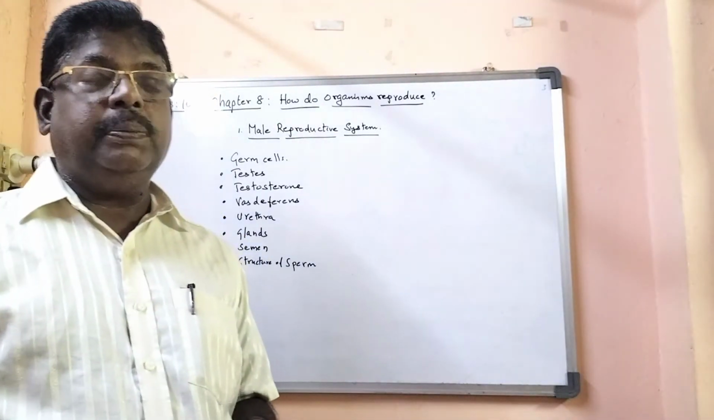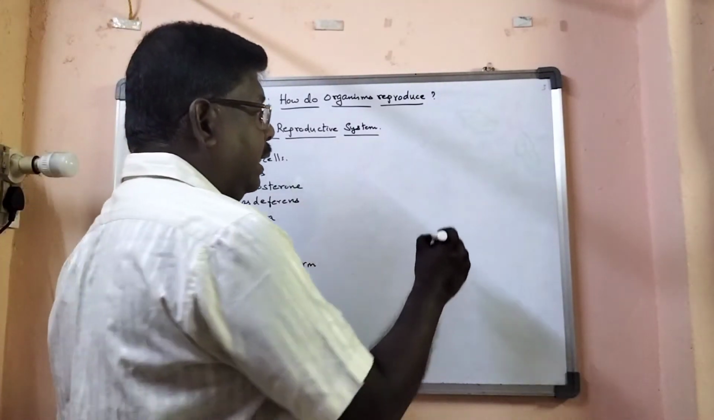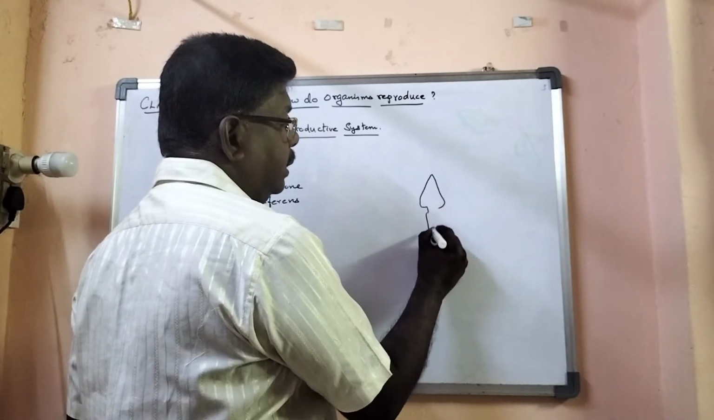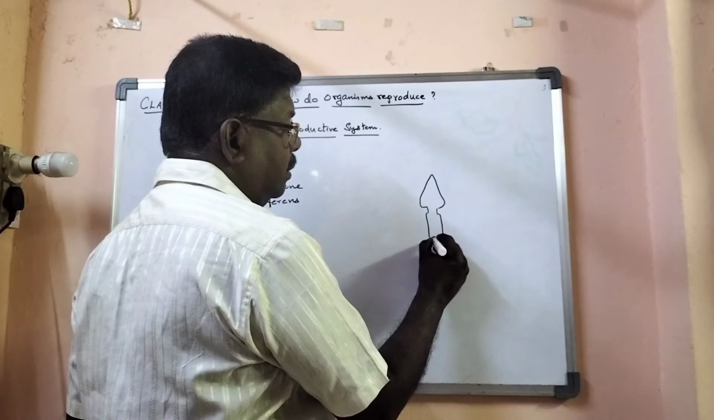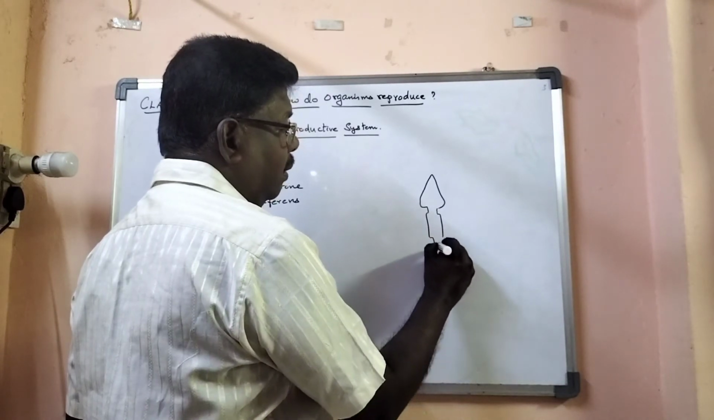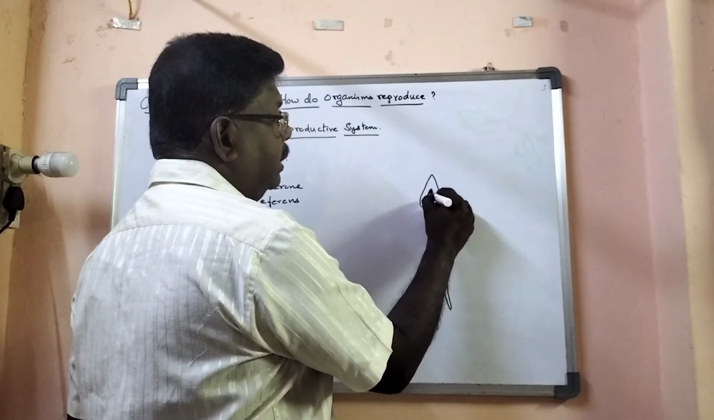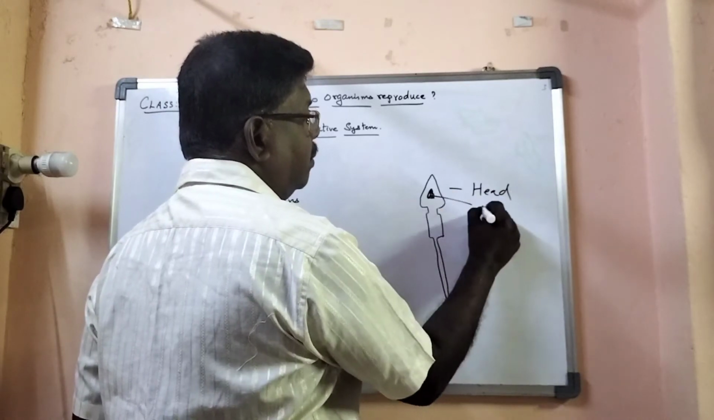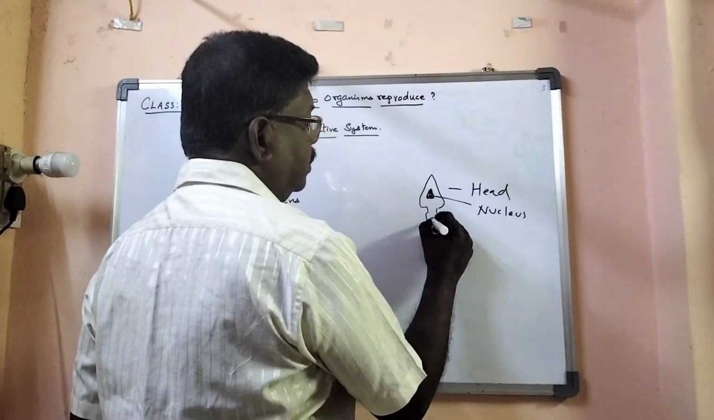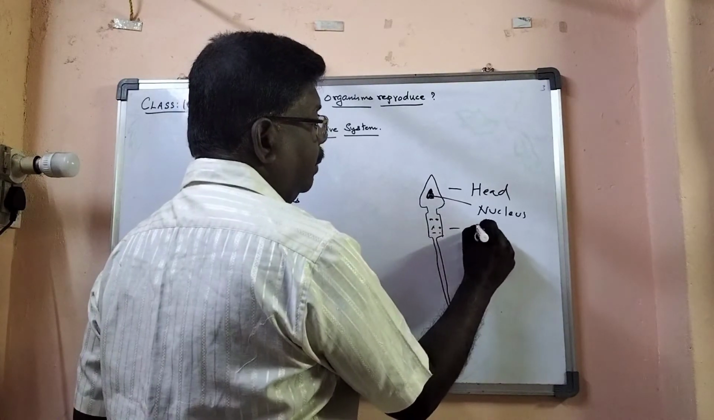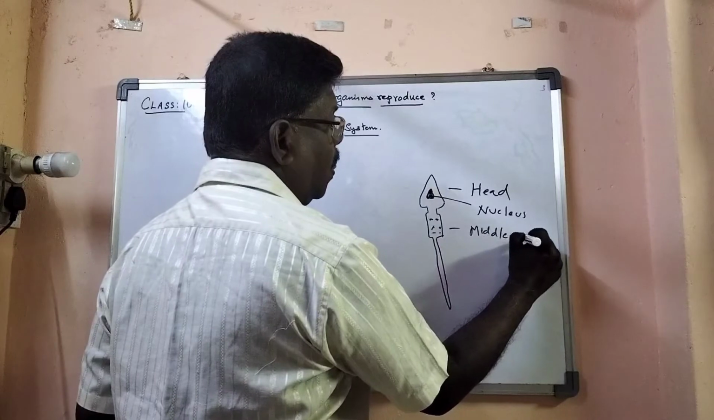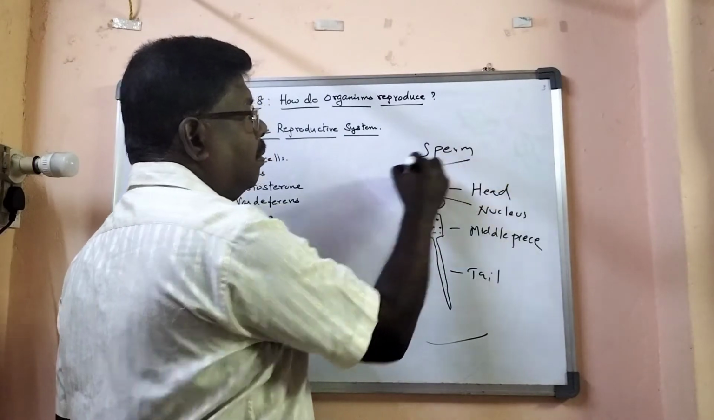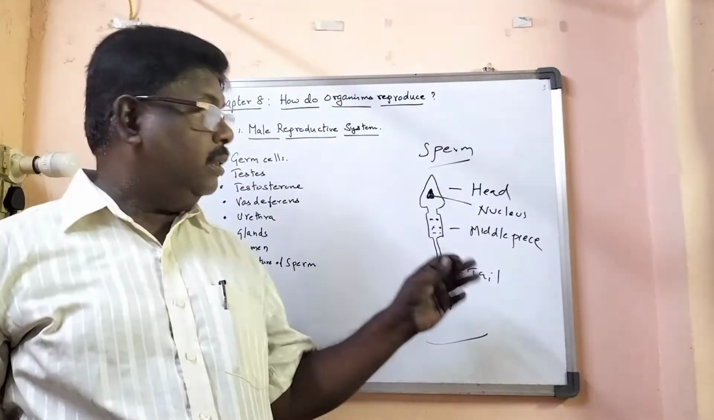Coming to the structure of sperm. The structure of sperm has a head-like portion, a middle piece, which is called the neck region, and a long tail. In the head region will be the nucleus. So the structure of sperm consists of head, middle piece, and tail.